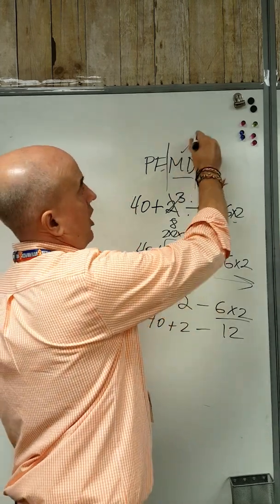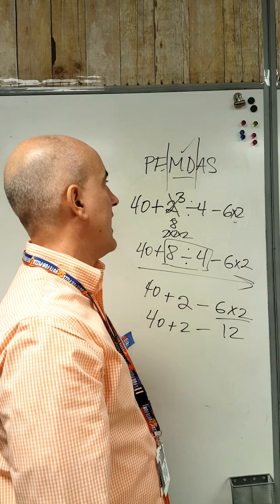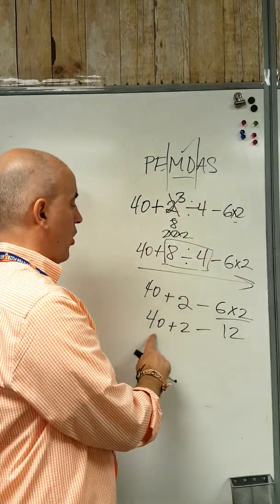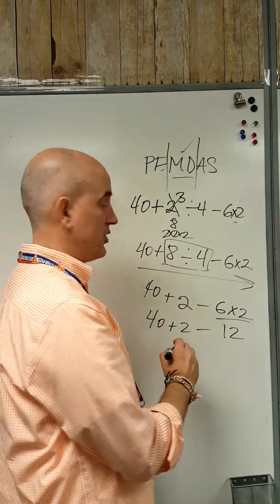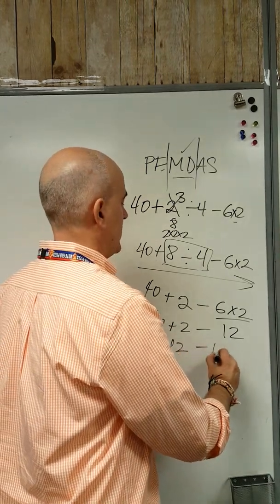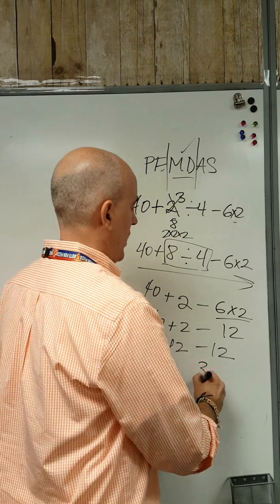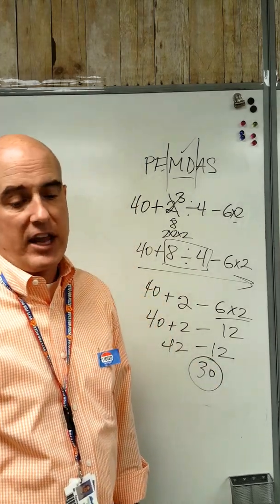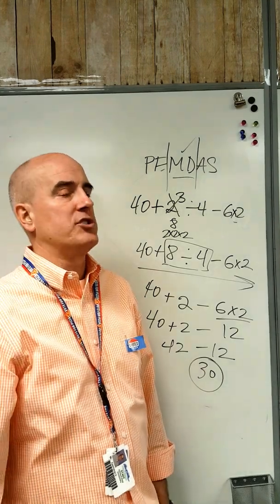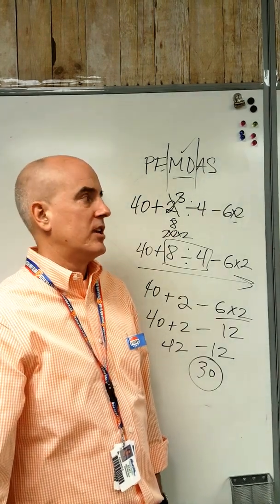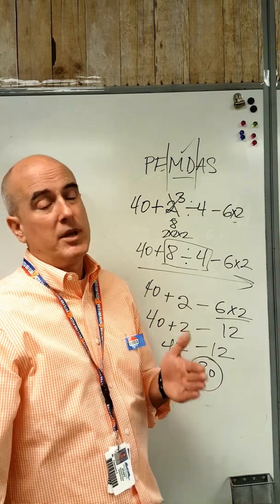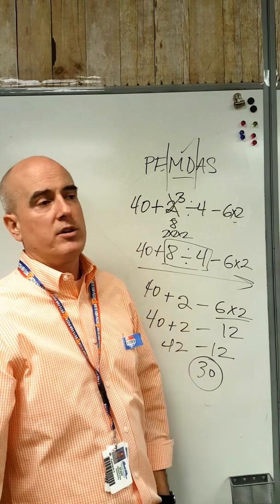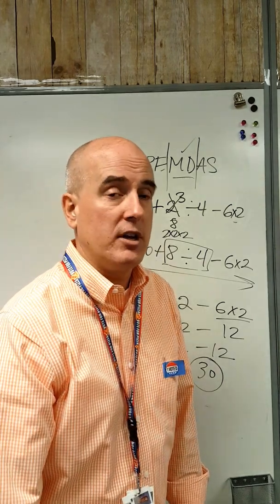The last step, and I've done all of the multiplication and division, the last step is addition and subtraction. So if I look at this, that's all I have left. 40 plus 2, that's 42, minus 12. 42 minus 12 is 30. So 30 is going to be my answer here. That's the answer to number 9. So order of operations is a really important concept for students to know, because if you do them in the incorrect order, you'll get a different answer. So there's only one correct answer if you do it in the correct order.